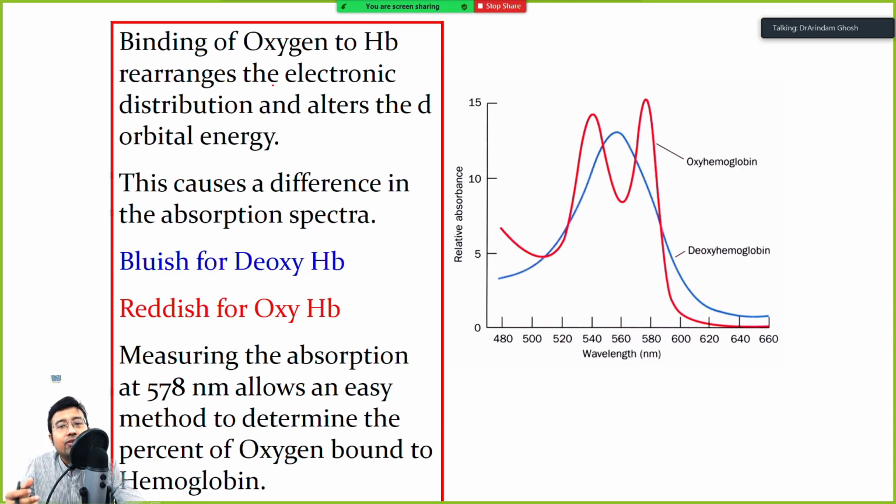This causes a difference in absorption spectra. So once oxygen is bound, there is some change, and when oxygen is not bound, there is again some change. Okay, so if we measure under the visible range, for example, 578 nanometer, this is a visible range of light. When it is deoxygenated, it is due to this peak that it is appearing predominantly bluish.